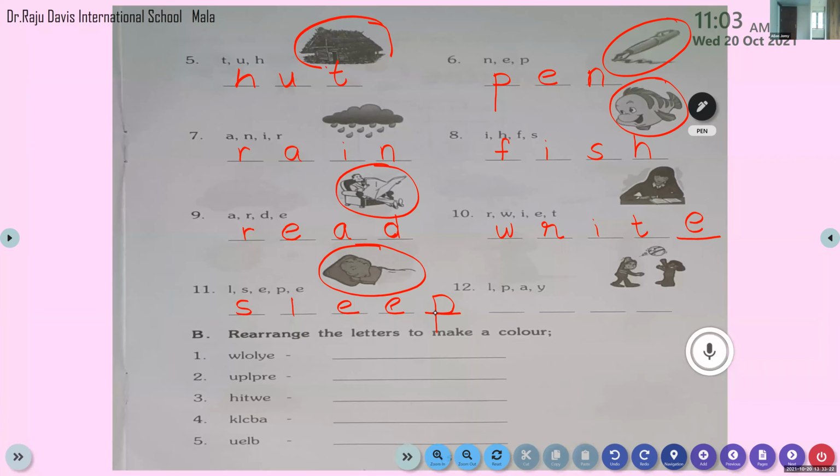Okay. Ma'am, I have completed. Okay. Now let's move on to the 12th word. What can you see here, children? Look at the picture very carefully, all of you, and tell me. Identify the word play. What's the correct spelling of the word play? P-L-A-Y. Play. Very good.